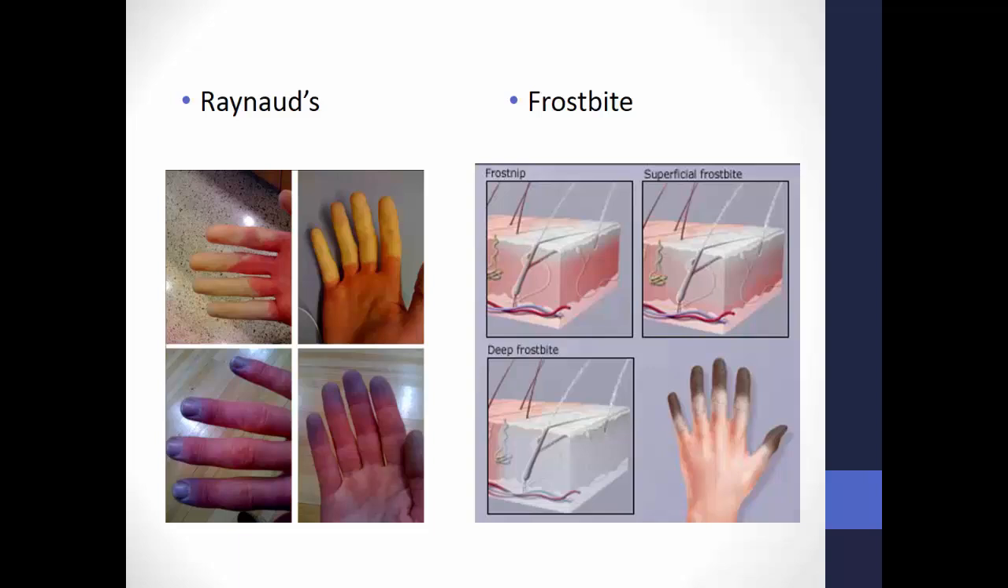Raynaud's disease or Raynaud's phenomenon is an excessively reduced blood flow in response to cold or emotional stress. This causes discoloration of the fingers, toes, and occasionally other areas like the nose and ears. It is also sometimes called idiopathic vasospasm disorder.